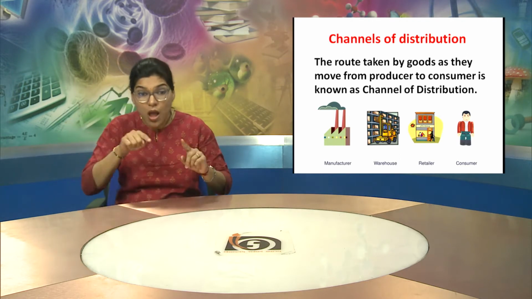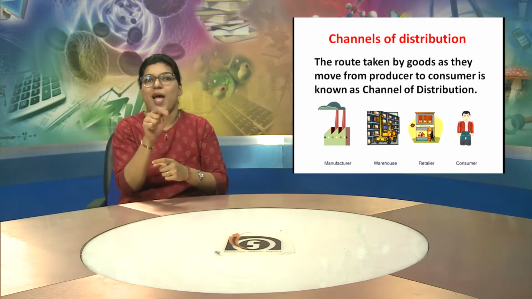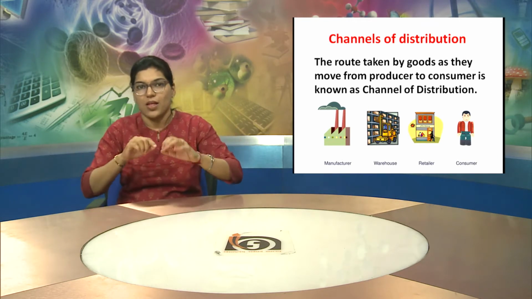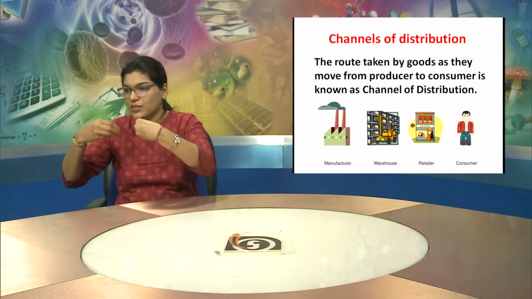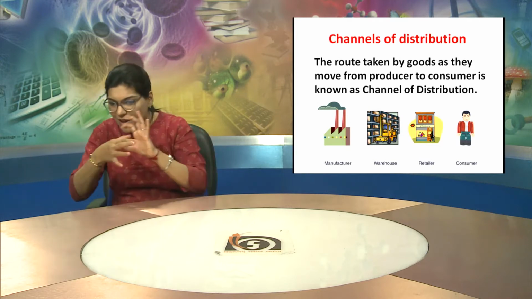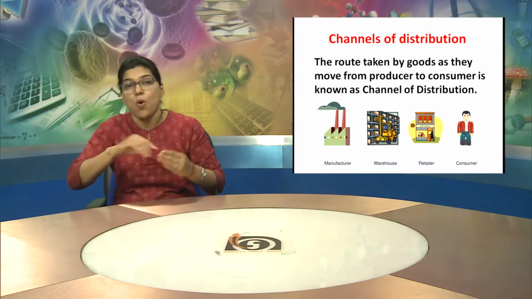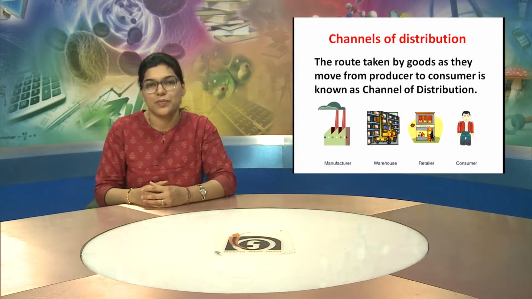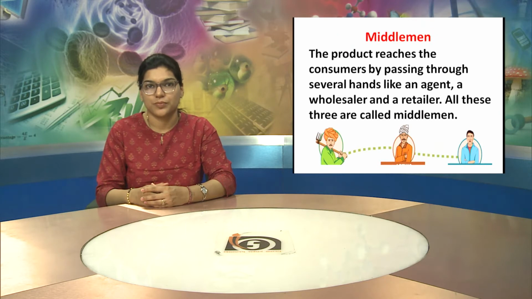The second picture is of wholesaler. The third picture is of retailer. And the last picture is of consumer. The route taken by goods from all of them is called channel of distribution.